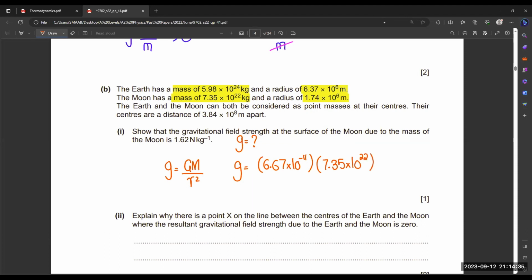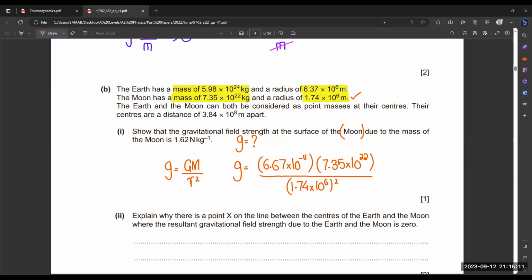We have to take the mass of the moon, because in the question they are asking about the moon, divided by the square of the distance. And what will be the value of the distance? You have to take the distance or the radius of the moon, because we are only talking about the moon. We are not talking about the Earth right now. If you just calculate from the calculator, you will get the same answer of 1.62 Newton per kg.